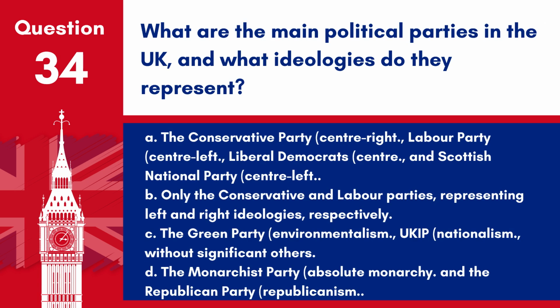Question 34. What are the main political parties in the UK, and what ideologies do they represent? A. The Conservative Party, centre-right. Labour Party, centre-left. Liberal Democrats, centre, and Scottish National Party, centre-left. B. Only the Conservative and Labour parties representing left and right ideologies, respectively.